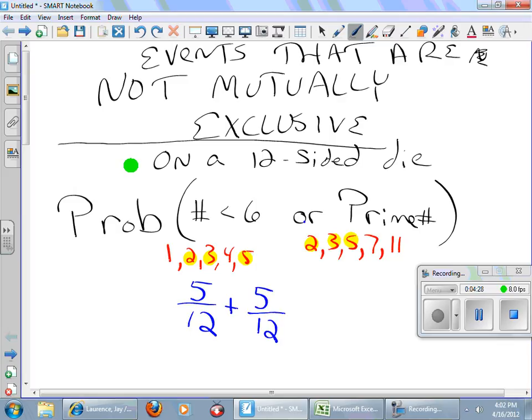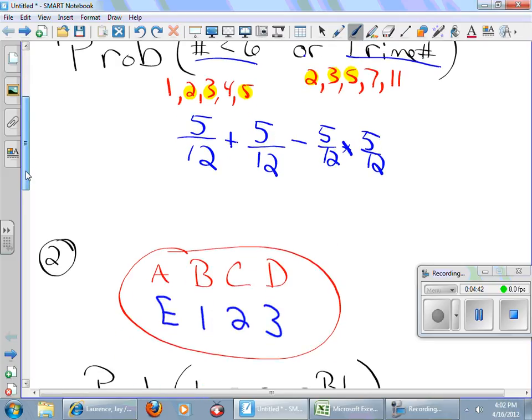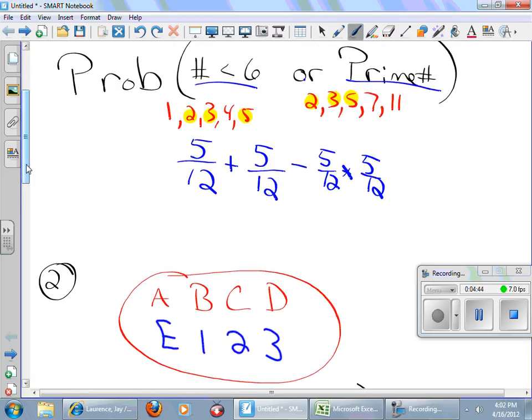But since some of them happen in both categories, both number less than 6 and a prime number, I will subtract off 5/12 times 5/12. Okay, you take both fractions and add them, take both fractions, multiply, and then you subtract them. Okay, so this will become 10/12. This will become 25/144.